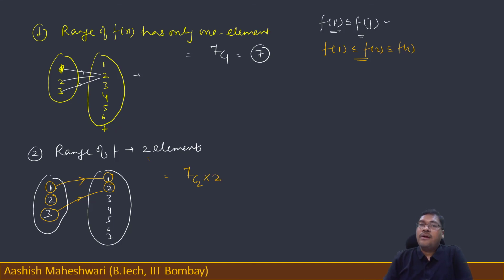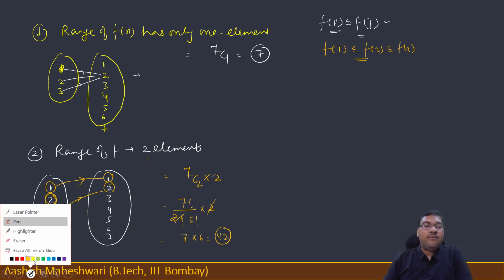Why? Because 1 definitely will go to 1 and 3 will definitely go to 2, and we have only the option left for 2. There will be 2 options, that is, it can go to 1, it can go to 2. So that is why the total number of functions in this case will be equal to 7C2 into 2. I hope you are clear with this. So what is this? This is 7 factorial divided by 2 factorial into 5 factorial, into 2. This will cancel, and you can see this is 7 into 6, which is equal to 42. So there will be 42 functions which have a range of 2 elements, and this condition is also satisfied.